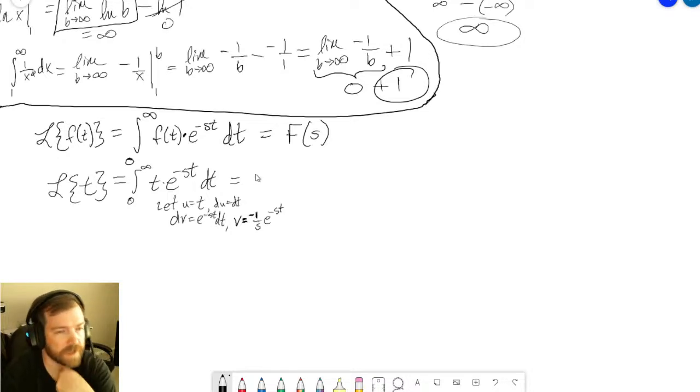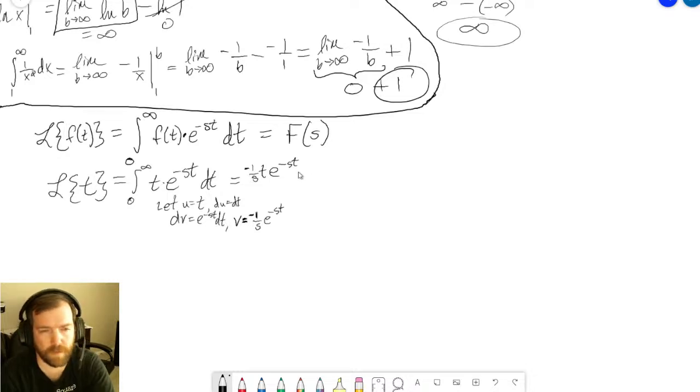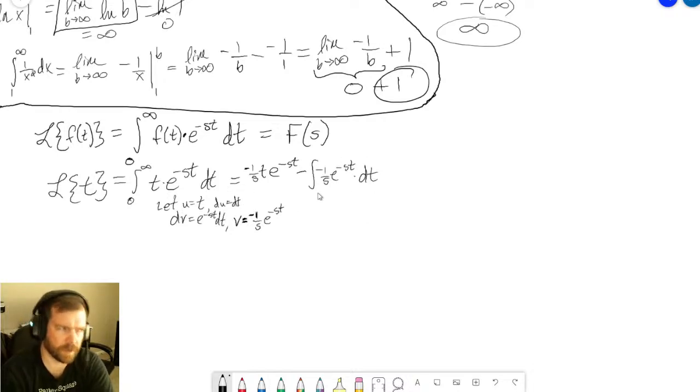When doing integration by parts, this is uv, so u is just t, v is this thing, so negative 1 over s times t, e to the negative st is uv, minus the integral of v du, so v is a negative 1 over s e to the negative st, times du, which is just dt. And then do this integral, which looks oddly familiar, doesn't it? This is going to be a negative 1 over s t e to the negative st, evaluated from 0 to infinity.